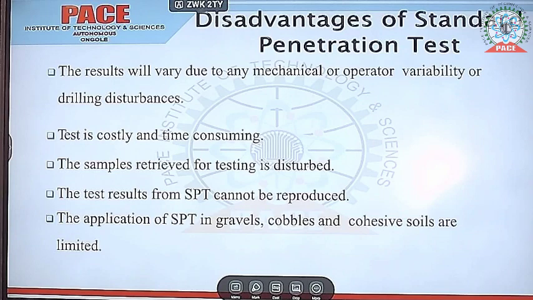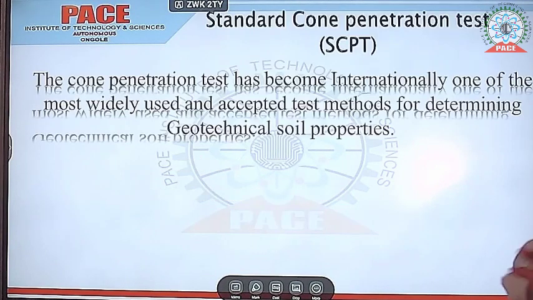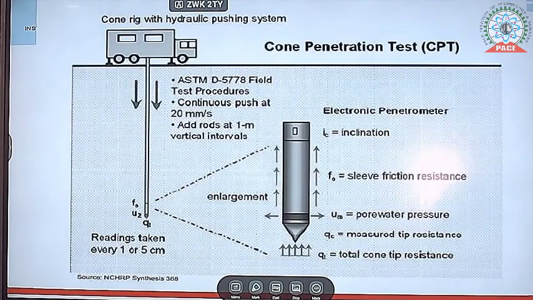Next, coming to the cone penetration test. The cone penetration test has become internationally one of the most widely used and accepted test methods for determining geotechnical soil properties. So, this is the cone penetration test or CPT, which has the penetrometer and a rig. It is connected as shown in the figure.